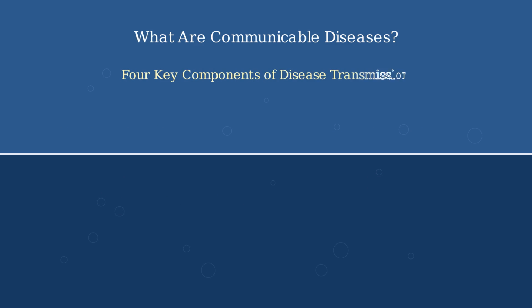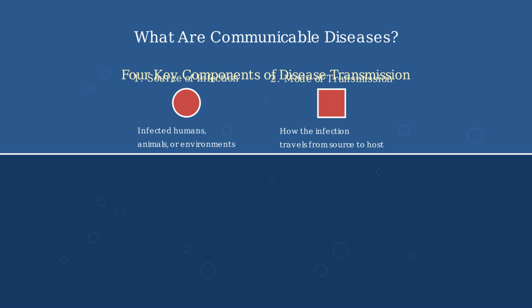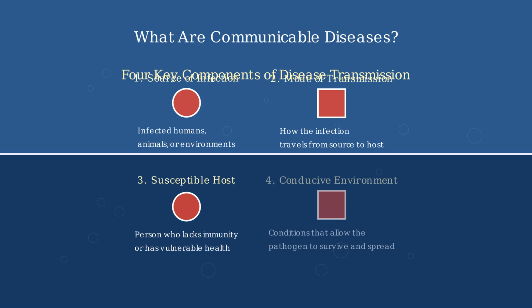Disease transmission involves four key components. First, there must be a source of infection, such as infected humans, animals, or contaminated environments. Second, there must be a mode of transmission, which is how the infectious agent travels from the source to a new host. Third, there must be a susceptible host, someone who lacks immunity or has vulnerable health status. Finally, there must be a conducive environment that allows the pathogen to survive and spread.